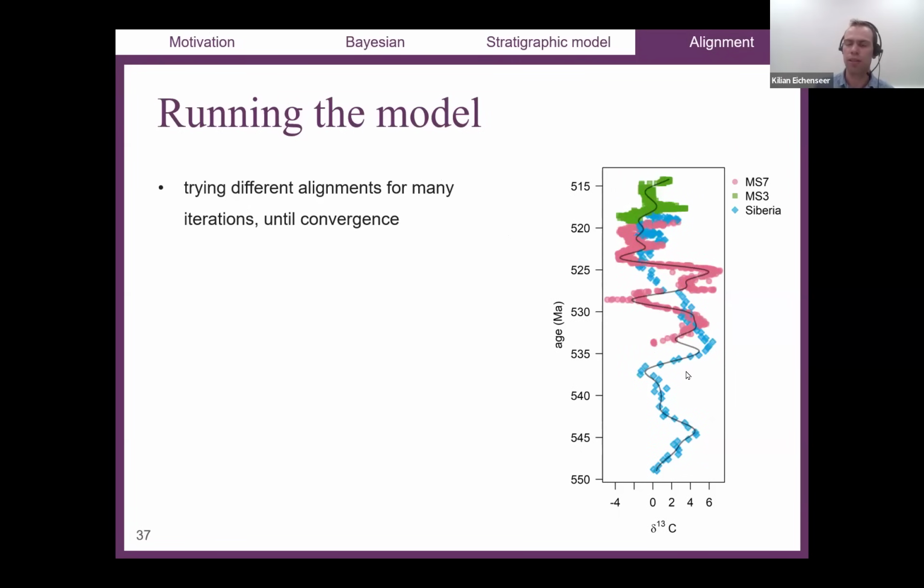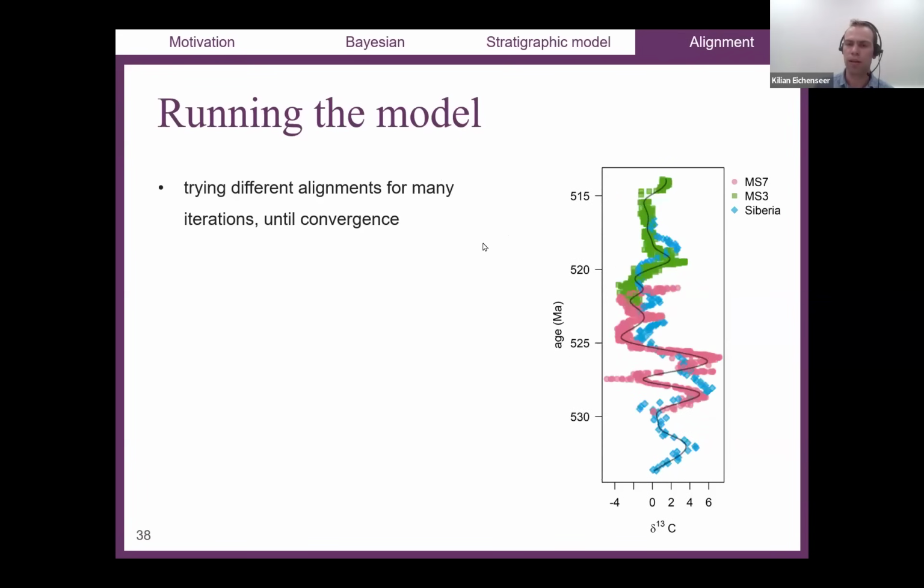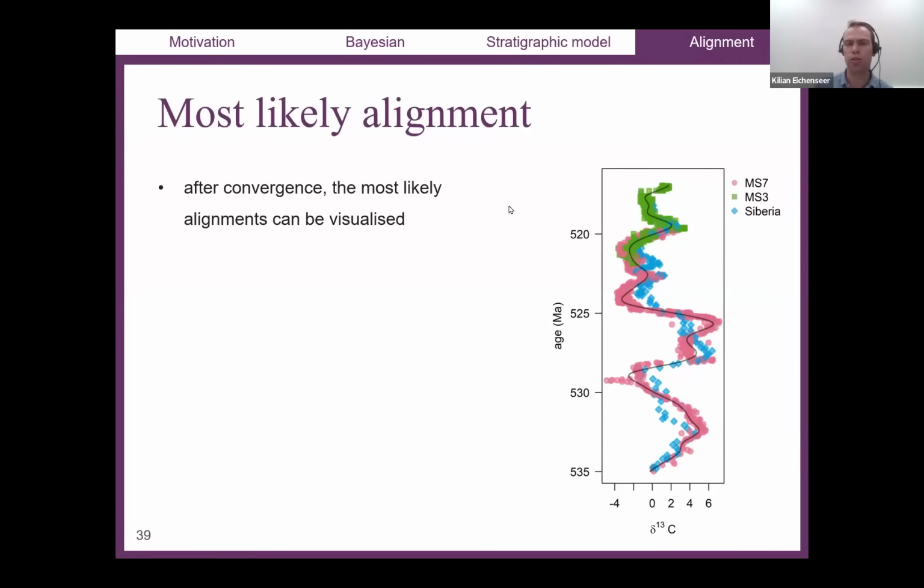It tries a different alignment, still not very good, still a lot of deviation from the spline. And now it's looking to get better. You see that those sections start to line up. And if we let it run for long enough, it should converge on a most likely alignment or multiple likely alignments. And this can now be visualized. We can see that they lined up pretty well. And that was not us telling it exactly how it has to line up, but only giving the data and some broad constraints on the sedimentation rates.